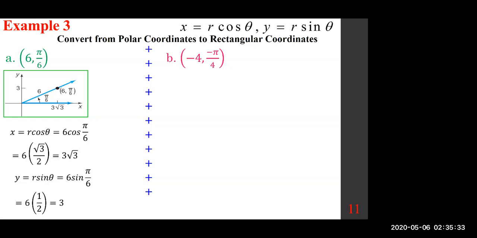And we write the pair as 3 square root of 3, comma 3. And that shouldn't be a big deal. So I want to give everybody a minute. I'm going to pause the recording. See if you can do the same thing for the next one, part B, if you can graph that.